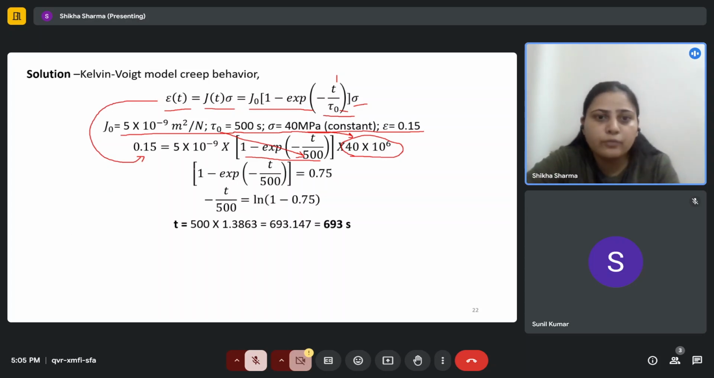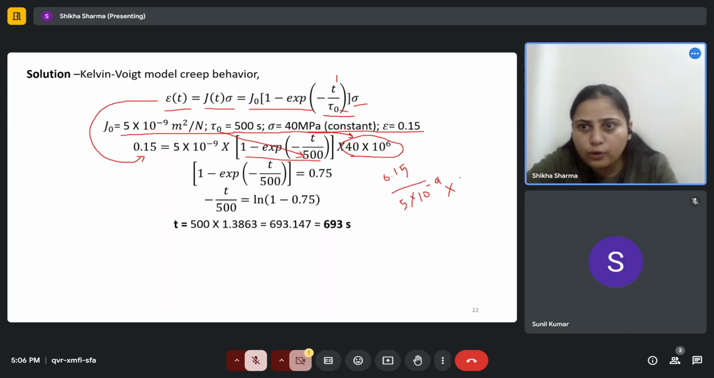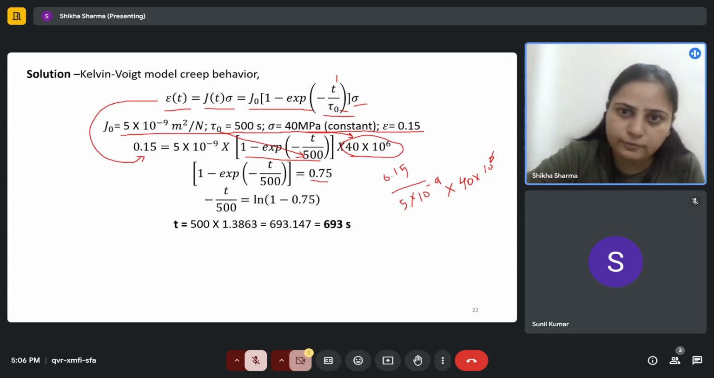Now let's calculate. So 1 minus exponential minus t by 500 is equal to 0.15 divided by 5 into 10 to the power minus 9, and multiplied in the denominator by 40 into 10 to the power 6. So when we solve, it will be 0.75.